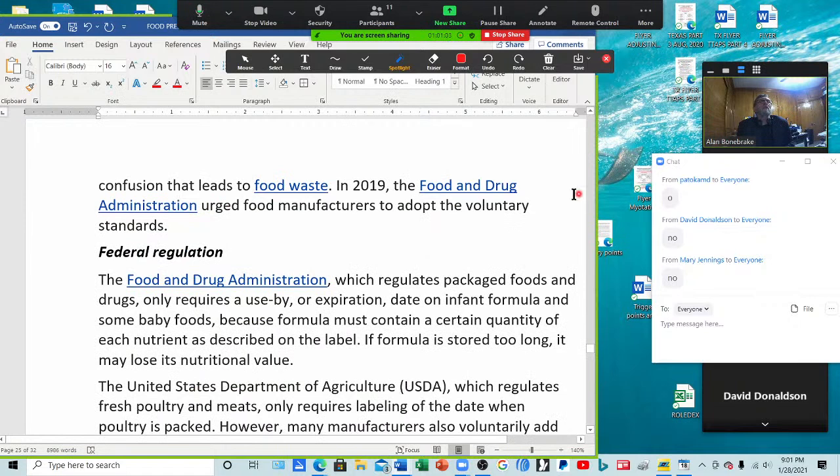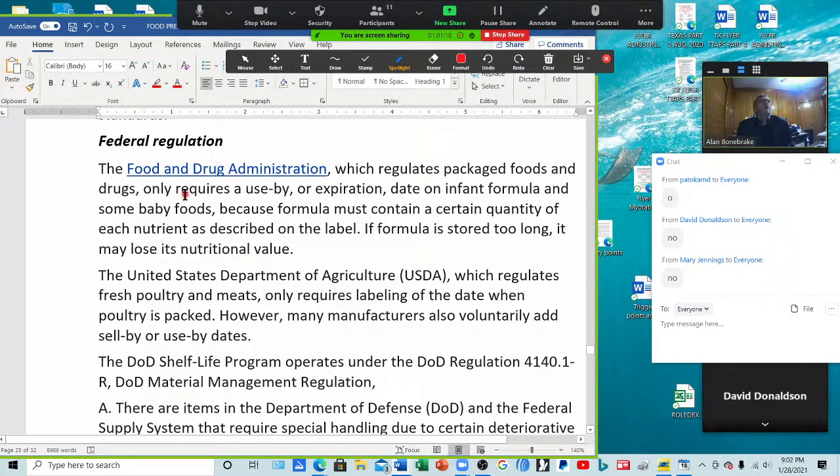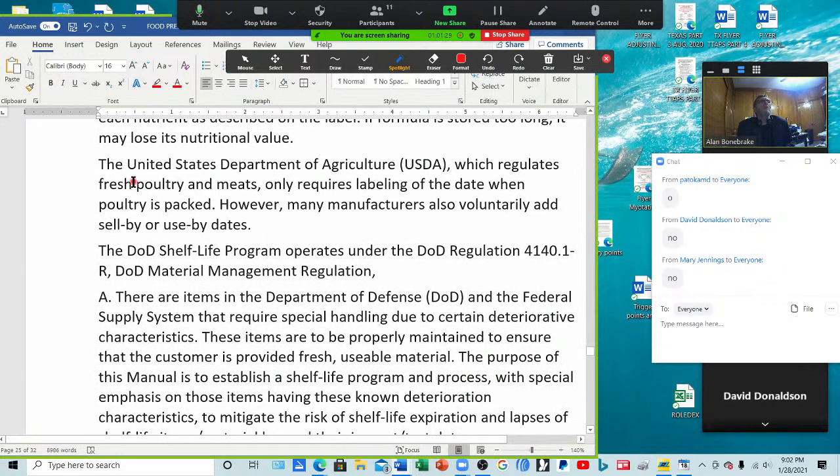In 2019, the Food and Drug Administration urged food manufacturers to adopt the voluntary standards. The FDA, which regulates packaged foods and drugs, only requires a use by or expiration date on infant formula and some baby foods because formula must contain a certain quantity of each nutrient as described on the label. If formula is stored too long, it may lose its nutritional value.